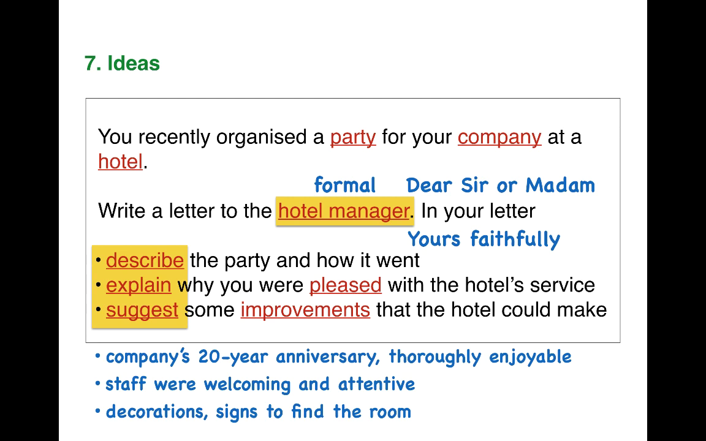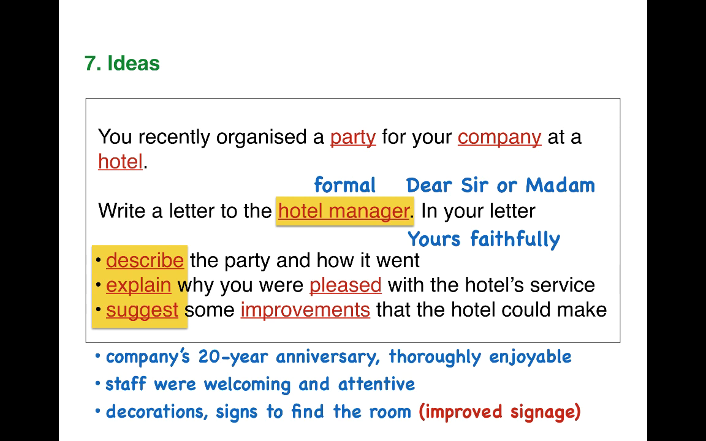Now, to change that into slightly more formal language, instead of signs to find the room, maybe we could say improved signage. That's just a little bit less common, less usual for people to use in an exam, so it might impress the examiner a bit more.